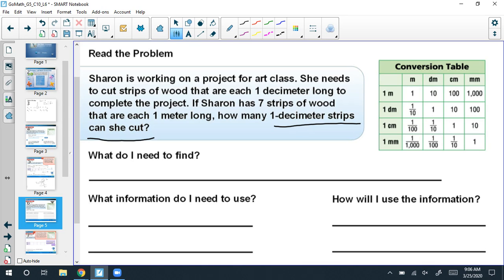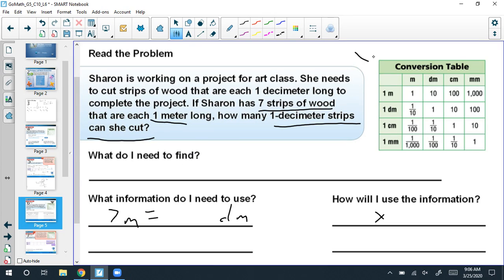The information I need to use for this is that I know that she has 7 strips of wood that are each 1 meter long, right? So that means that she has 7 meters of wood. And then we're going to cut that into decimeters. So I really want to figure out how many decimeters there are going to be in 7 meters. To solve this problem, I know that I'm going from a meter to a decimeter, which is big to small. So I'm going to need to multiply. And I want to know what I'm going to multiply by.